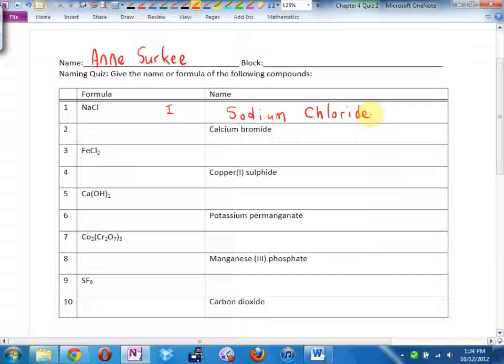Half mark for the sodium, half mark for the chloride. Yes? What did you put for a Roman numeral? I'm going to take a half mark off. Yeah, I have to take a half mark off. Sorry. But you won't do it on the test when it counts, so that's a good half mark to lose.